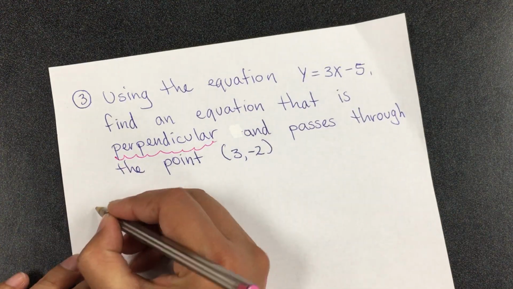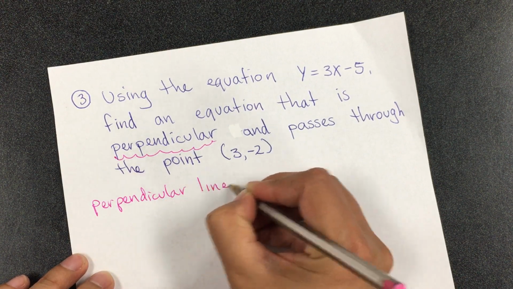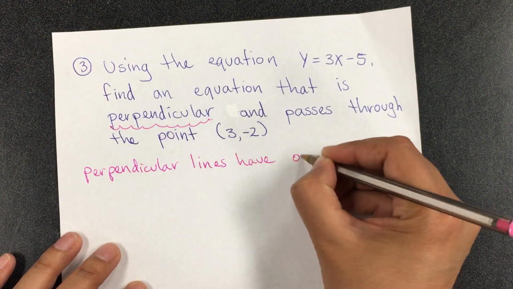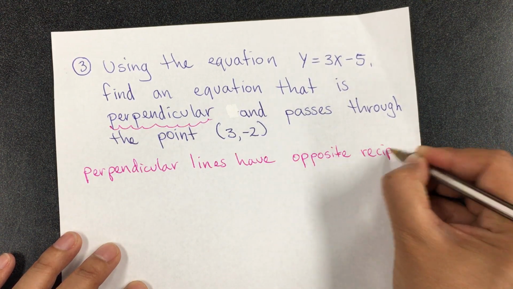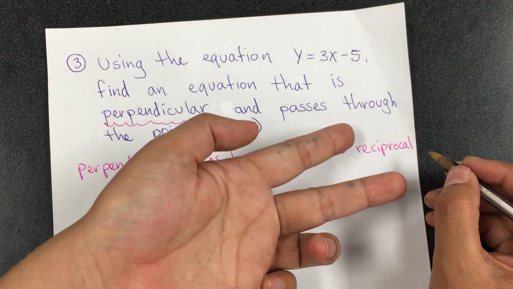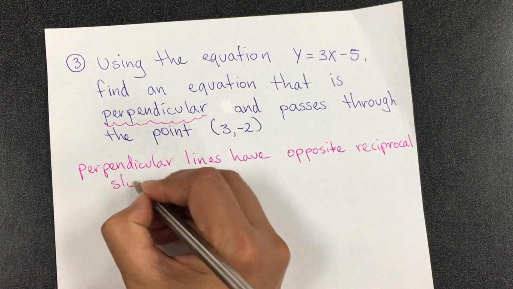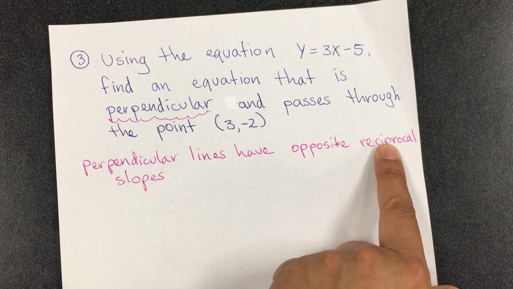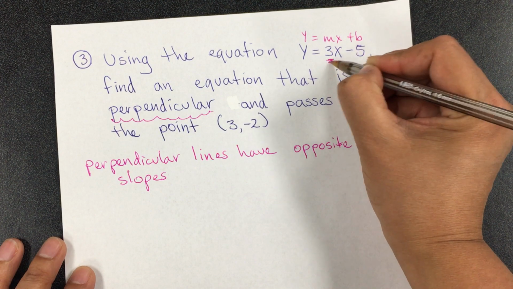But perpendicular lines, I don't know if you recall from the previous lesson, have opposite reciprocal slopes. Opposite means it changes the sign, and reciprocal means they change the numerator and denominator. So you're going to change the sign and swap the numerator and denominator. Again, this is y equals mx plus b. The m is 3.